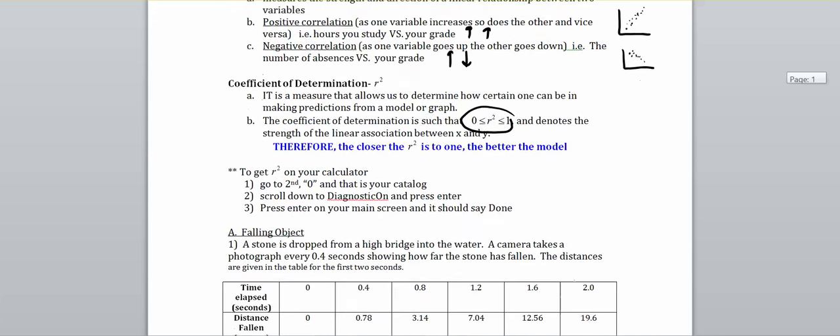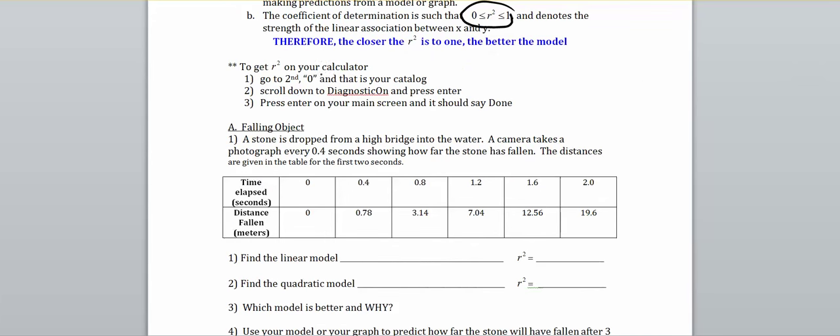Now, you guys need to get R squared on your calculator. To do that, you need to go to second and the number 0, and you're going to see that that's your catalog. Scroll down all the way to the D's, to diagnostic on, and once you get there, press enter. Then on your main screen, you should see the words diagnostic on. Press enter again, and you should see the word done.